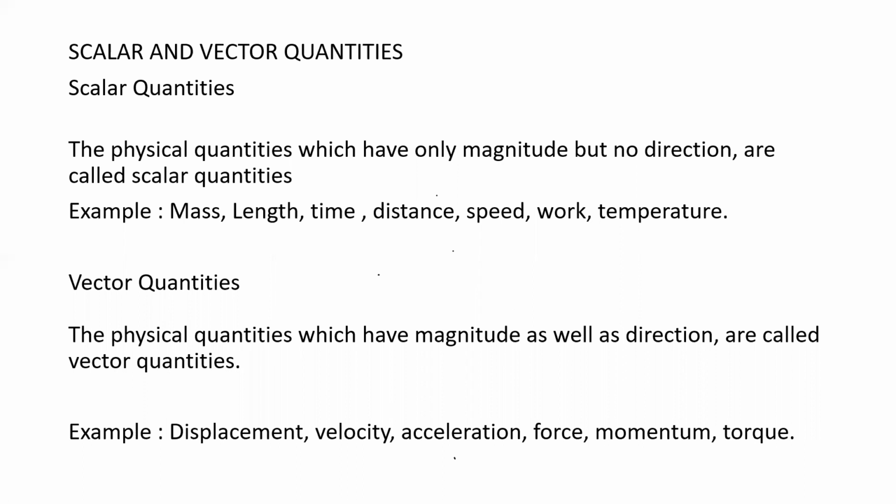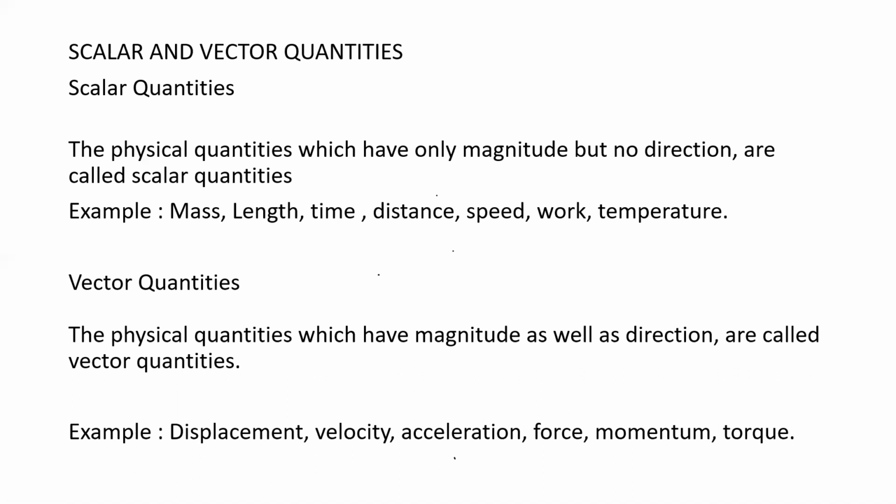What do you mean by vector quantity? The quantities which have magnitude as well as direction are called vector quantities. So a scalar quantity has only magnitude but no direction, while vector quantities have both magnitude and direction.